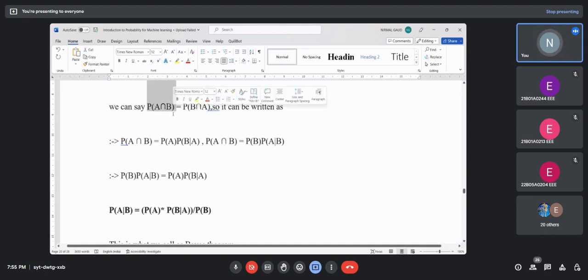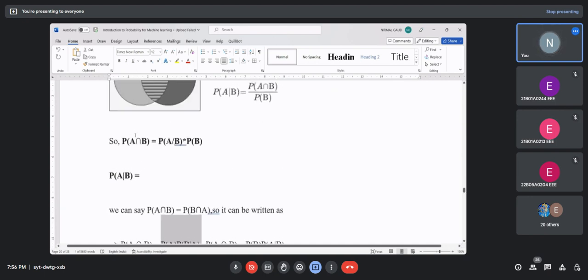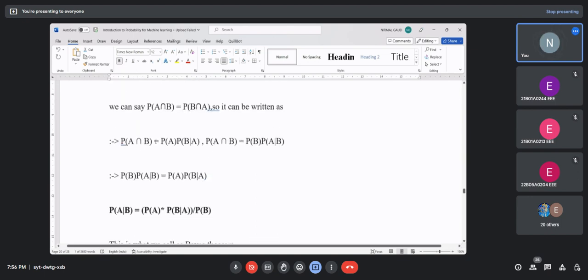So we can say that P(A intersection B) is equal to P(B intersection A); both are the same. Either I take A intersection B, or I take B intersection A, both are same. Remember, P(A intersection B) is equal to P(A|B) into P(B). So how is B intersection A written? It can be reversed.